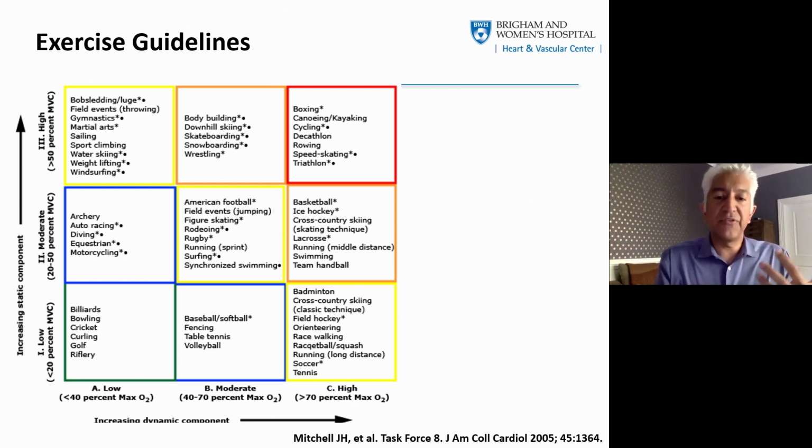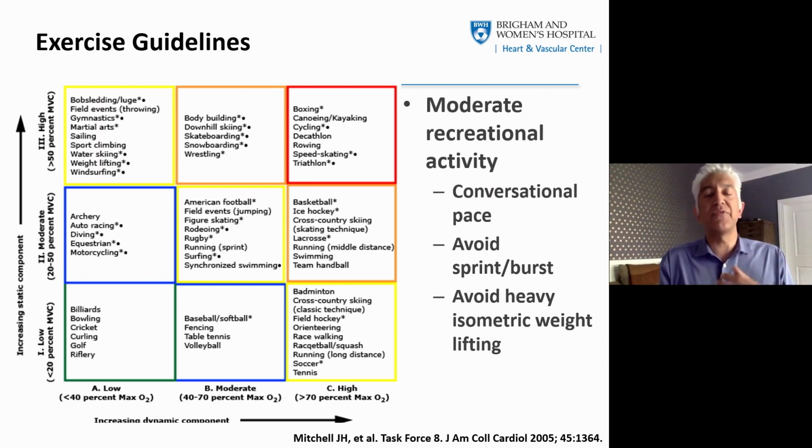Exercise is the other issue that comes up in management of these patients, and in general, this is a matrix of exercise according to intensity by static and dynamic components. The message in general is that for people with hypertrophic cardiomyopathy, we want to be on the lower left-hand corner of this matrix, giving people moderate exercise at a conversational pace, avoiding burst or sprint activity, and really avoiding isometric exercise and heavy weightlifting, because we think these can exacerbate obstruction and precipitate risk for sudden cardiac death.